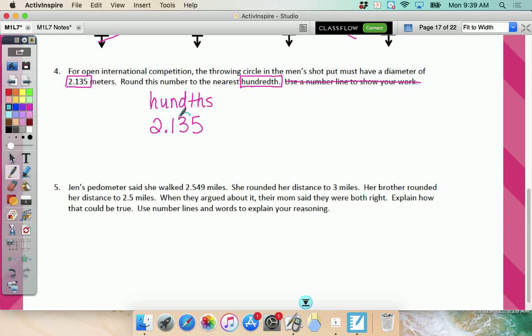Okay, so I'm going to circle the 3 and underline the 5. The 5 says to do what? Add 1. So the 3 becomes a 4. Now flex your muscles like a hero. Digits to the right change to 0. What comes next? All the other numbers stay the same. So my answer is 2.14 meters, right?